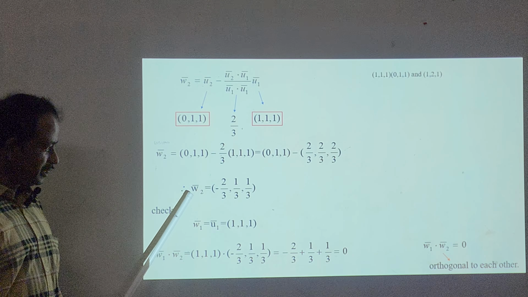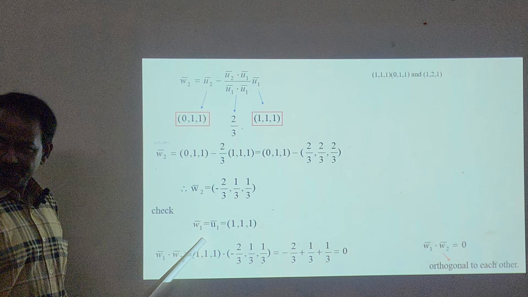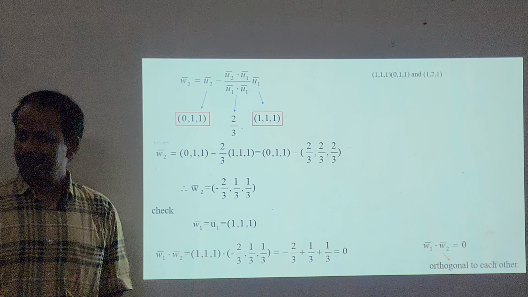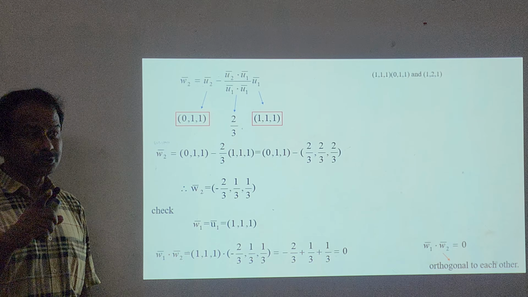We have obtained w2, correct? This is w1. We are going to check whether w2 is perpendicular to w1 or not. u1 is not perpendicular to u2, we have already checked.